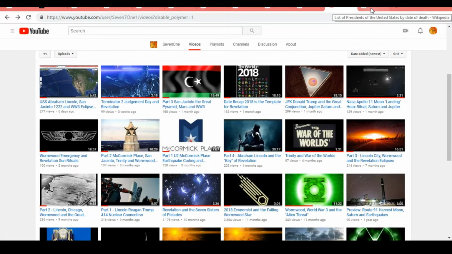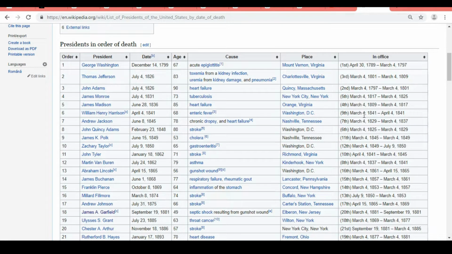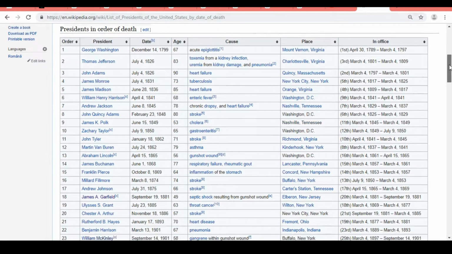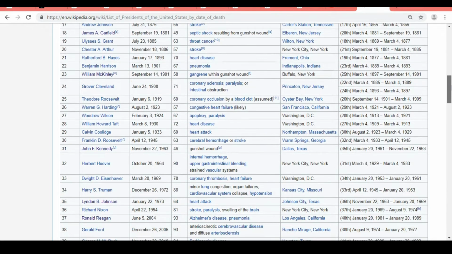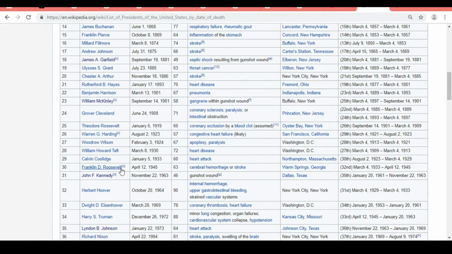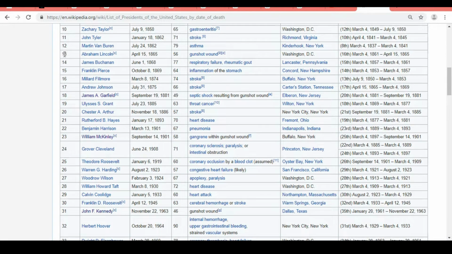I'll start with the presidential assassination and Wormwood rituals that I went over in the last video and shown before, but I'll just do a quick recap here. This is a list of the presidents in the order of their death. If we look at Abraham Lincoln, he was the first president to be assassinated, and John F. Kennedy was the last president to be assassinated, and they were the 13th and 31st presidential deaths overall. So you have 1331, and if we look at that as a time on the clock, 1331 is the 811th minute of the day.